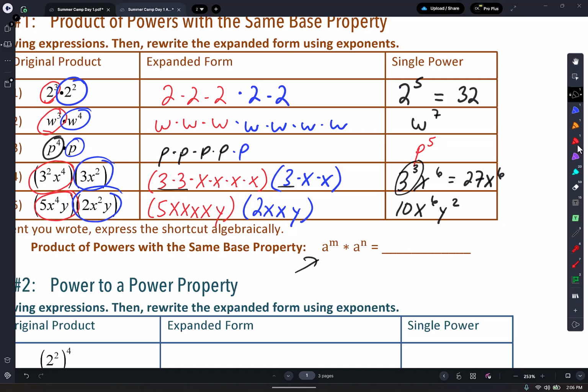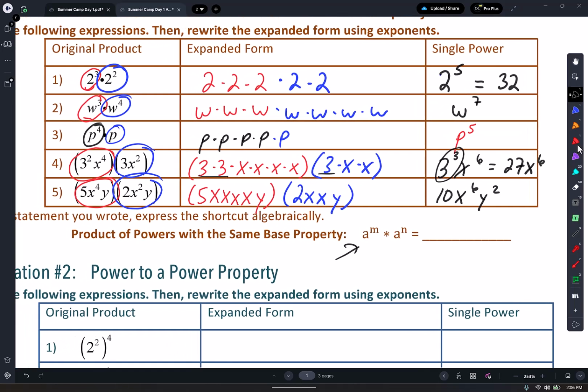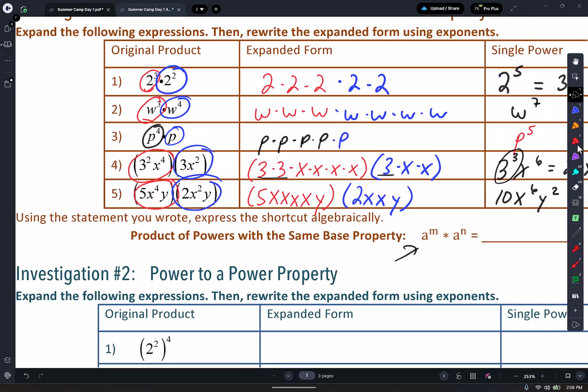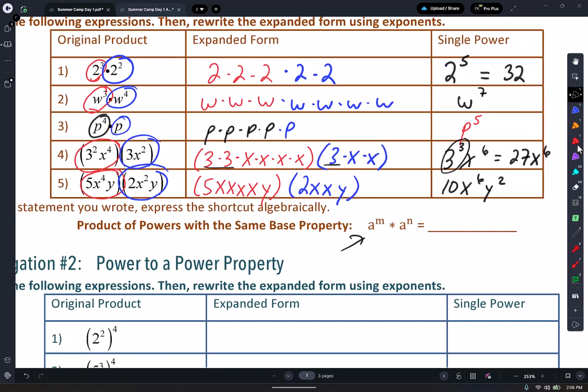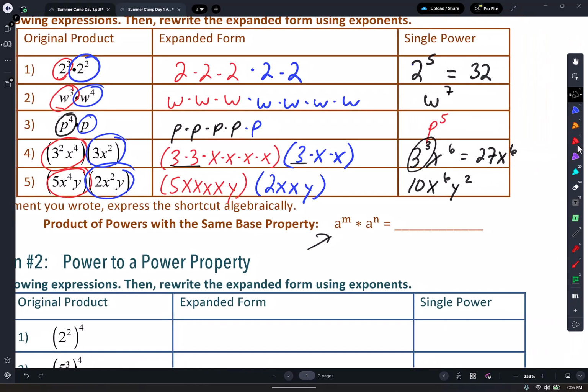How do we feel? Now it says here, using the statement you wrote, express the shortcut algebraically: the product of powers with the same base property. So there it is. This is called a base. If I have the same base and I multiply, what do we do? You said it earlier. We add the exponents, m plus n. And I'm going to put parentheses there so we make sure that's an exponent. And there it is, guys.